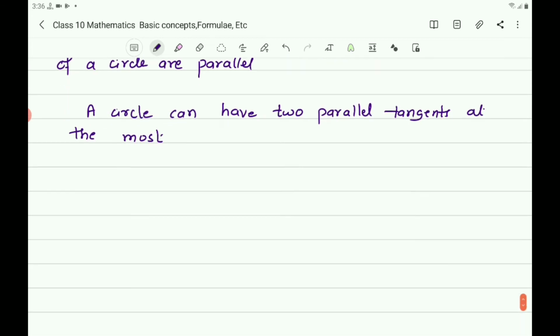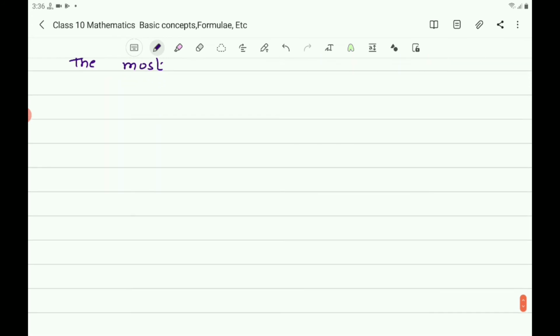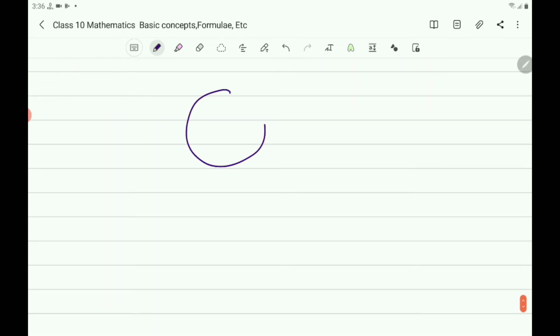Then one more thing you can observe here. Consider a circle and this is the center. This is the external point, consider it as external point T. From this T, A and B are the points of contact of the tangents AT and BT. Now one more tangent is there, let us take PQ.